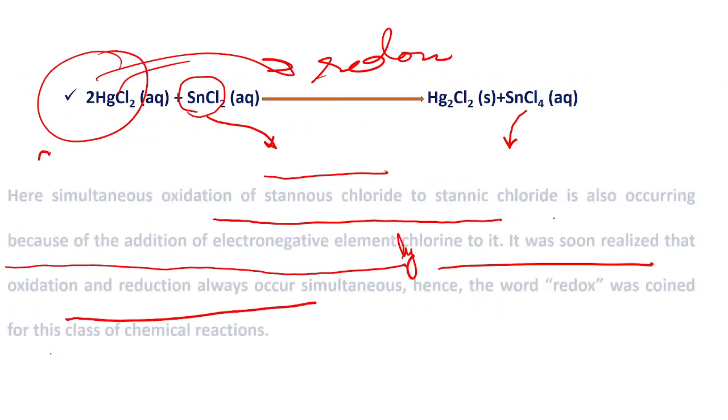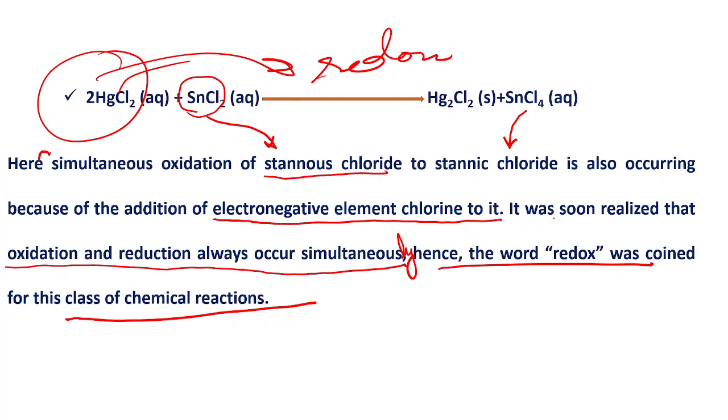And the last reaction I have already shown you. Everything is happening according to the sequence, and so this type of reaction was termed a redox reaction. So a reaction where both oxidation and reduction occur simultaneously is known as a redox reaction.